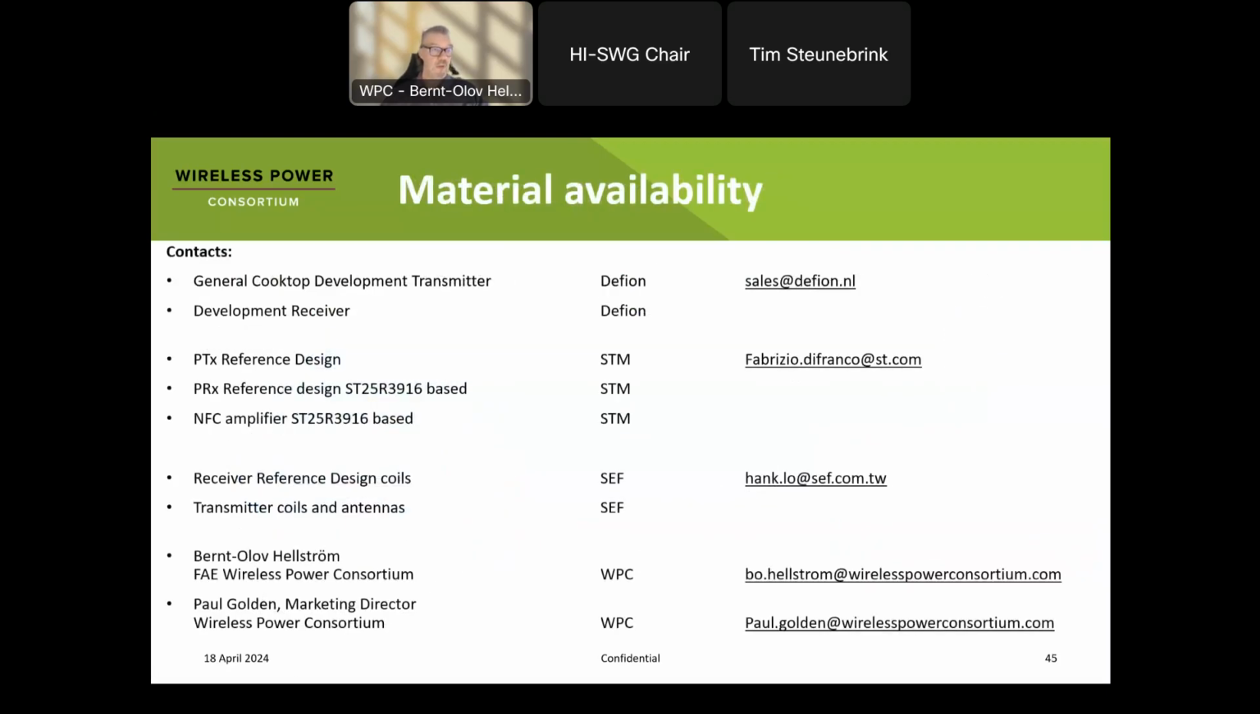So, second last slide. Here are some contacts for the products you need in development. I'm also here to support you. I'm on the second last row. Paul can be contacted for marketing things or membership. On the top, we have Defion for the development transmitter and receivers. We have the contact to STM for the reference design and the libraries required for development of the products. They also have a set of application notes which are required.